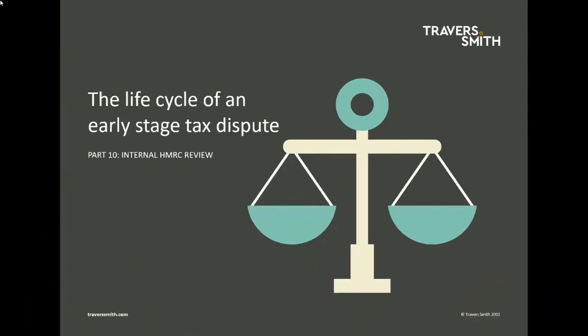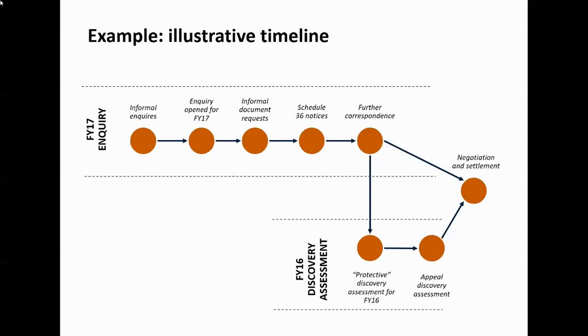And welcome back to our series on the life cycle of an early stage tax dispute. We're now into part 10, which considers the mechanics of the internal HMRC review. So just as a reminder, we are in the bottom right hand side of this illustrative timetable. We're appealing the discovery assessment.